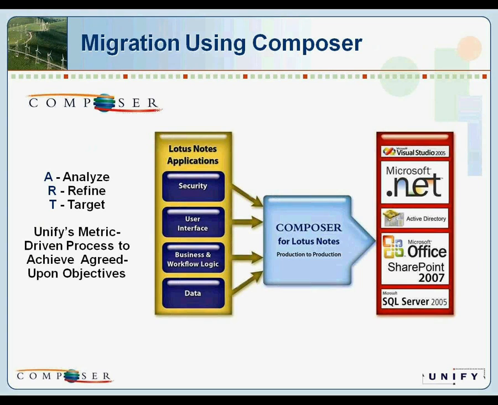Okay, this slide summarizes our Composer solution. It's a little busy, but let me work from left to right here. The Analyze, Refine, Target, or ART process provides the necessary data for you to understand your Notes application complexity really at that code attribute level. So we refine the migration project scope, so we only migrate what is necessary, to target the right landing space in the Microsoft stack and SharePoint, InfoPath, or ASP.NET.